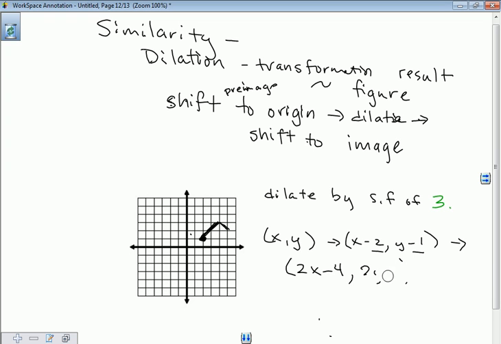Why do you have to shift it back to the origin before you dilate? Because what you're doing is multiplying those numbers, and all you really want to do is double the distance. If we don't shift it to the origin, then instead of just doubling, we're making it more than what it says.